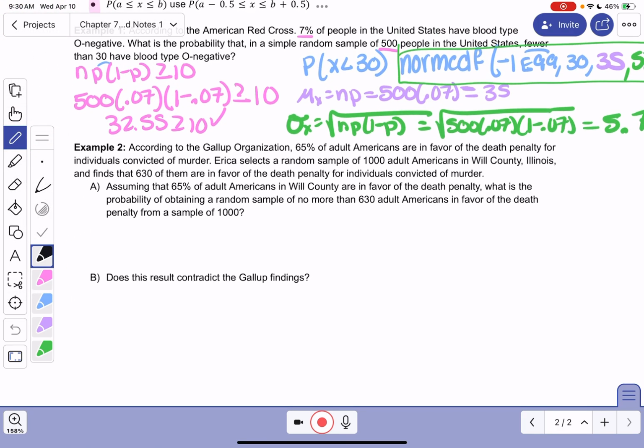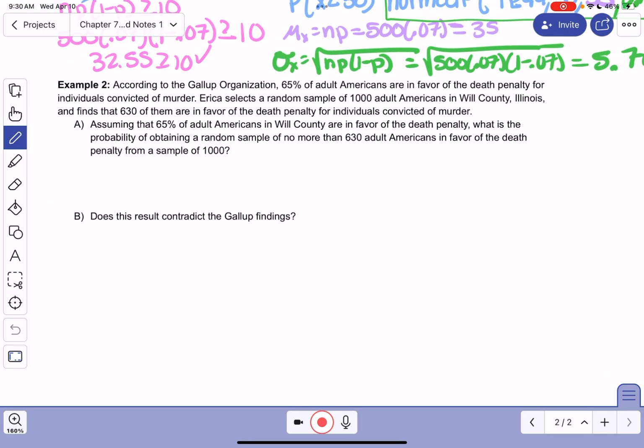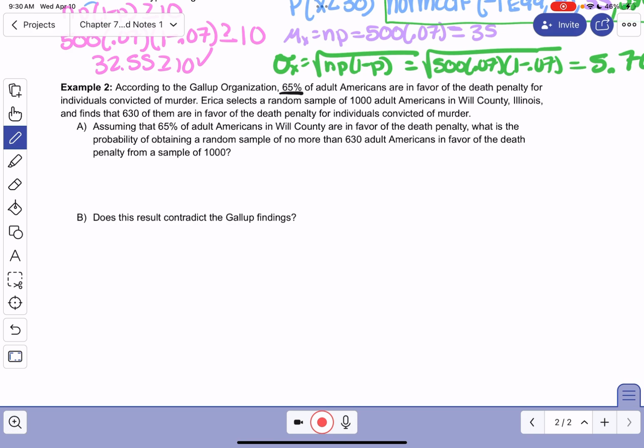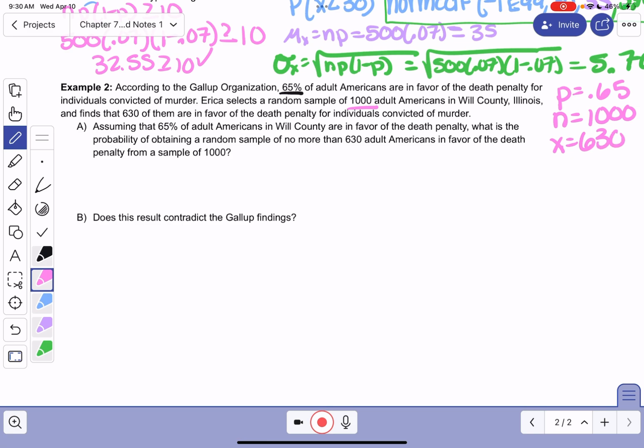That's what that means. So let's look at another one. According to Gallup, 65% of Americans are in favor of the death penalty. So that's our P. Erica selects a random sample of 1,000 adults in Will County, Illinois, and finds that 630 of them are in favor of the death penalty. So that's what she found. Assuming that 65% of Americans are in favor of the death penalty, what is the probability of obtaining a random sample with no more than 630? So we're saying less than or equal to 630. That's what we're trying to find.